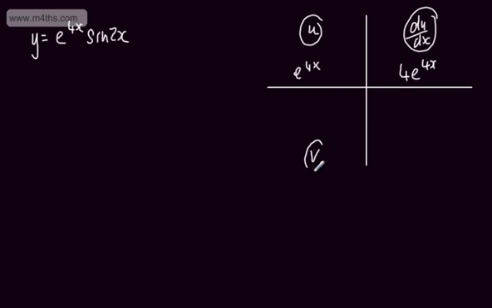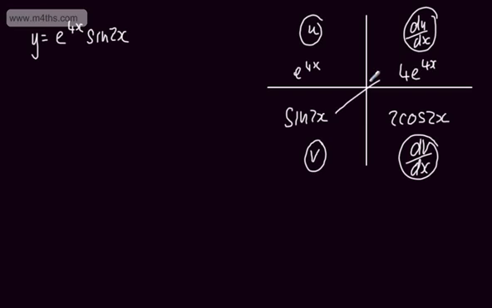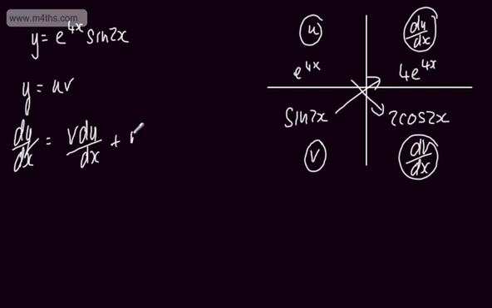If we now take v, and v is going to be sine of 2x, we've seen that the derivative would be 2 cos 2x in the last video. That gives us dv by dx. All we need to do is multiply these two and then add to it the multiple of those two. So in general, if y is equal to u multiplied by v, where u and v are both functions of x which we can differentiate, then dy by dx, the gradient function by the product rule, will be v du by dx plus u dv by dx. So let's go ahead and do that.